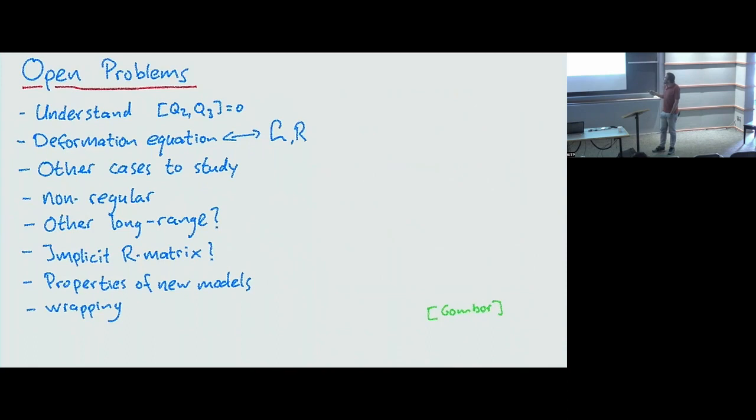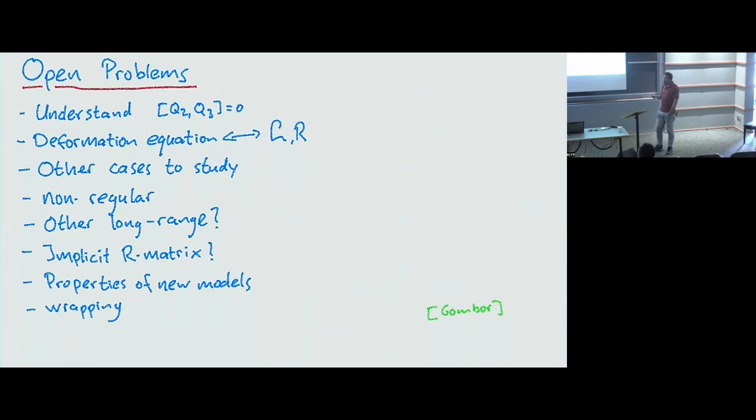We would also like to understand, since this deformation equation corresponds one-to-one to these long-range deformations, there should be some way to let this act on the Lax operator and the R matrix, and understand on a more basic level what this equation does to your integrability structure. But that's also completely unclear. Tried a little bit, but unclear how to do it. It would be very nice to understand how this actually works.